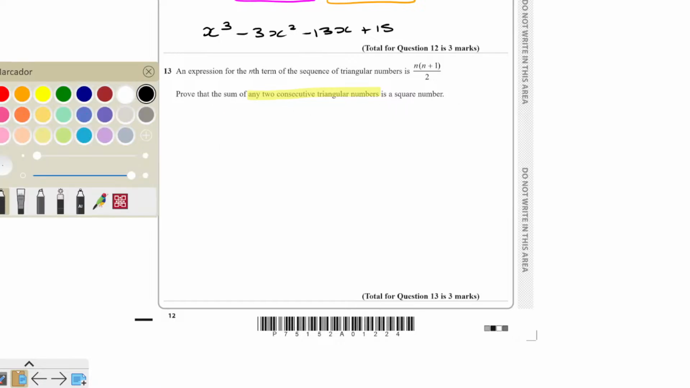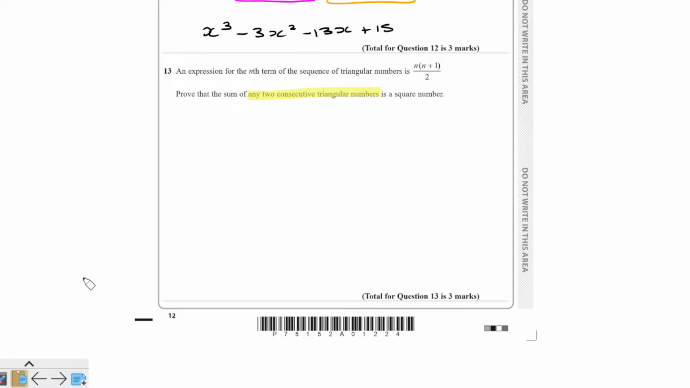So you can't just choose two actual numbers, right? Because they want any, prove that it works in any case, which means we need to use algebra. So they've said an expression for the nth term of a sequence of triangular numbers is that. So I would use what they've given us as one of those terms. Let me write that right. Yeah, n(n+1)/2. Let's say that's my first triangular number.